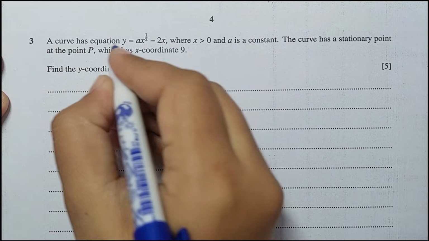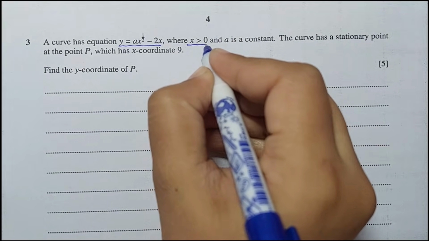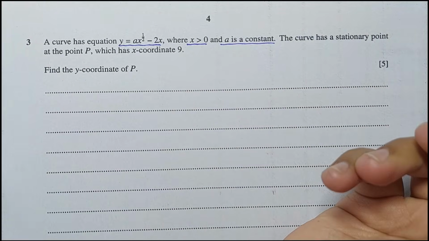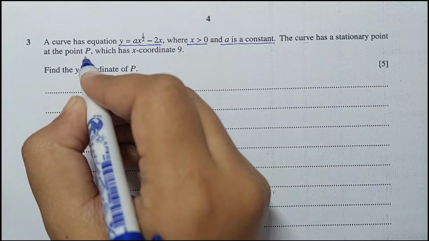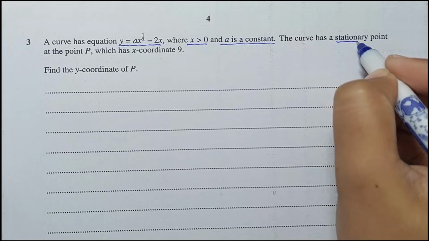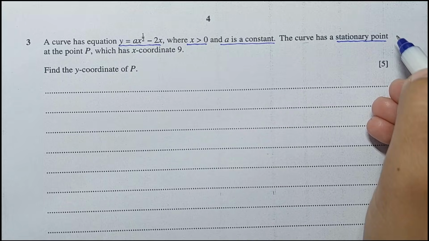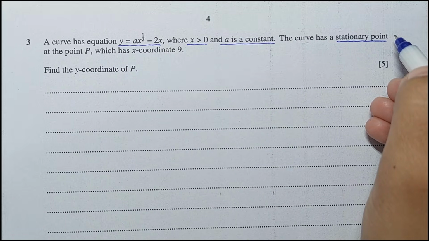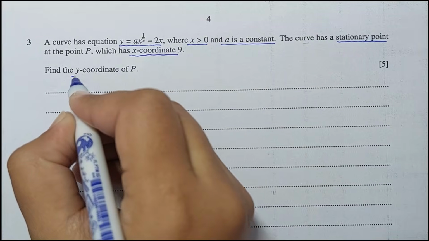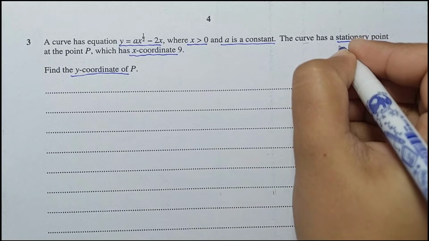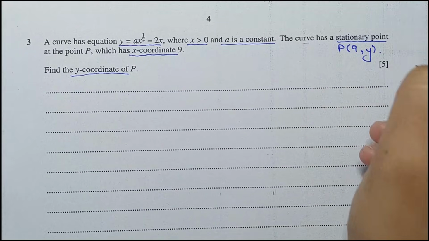Question number 3. A curve has equation y equals a root x minus 2x, where x is greater than 0 and a is a constant. It can be positive or negative, no restriction. The curve has a stationary point at the point P, which has x coordinate 9. Find the y coordinate of P. For the stationary point, we need to put the first derivative equal to 0. So we need to solve for the y coordinate, right?